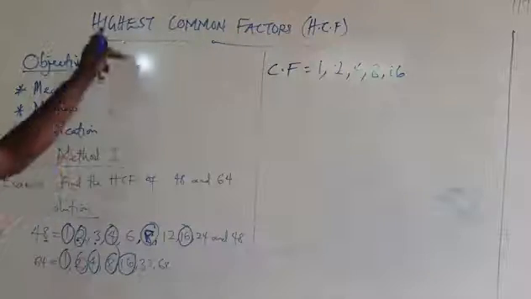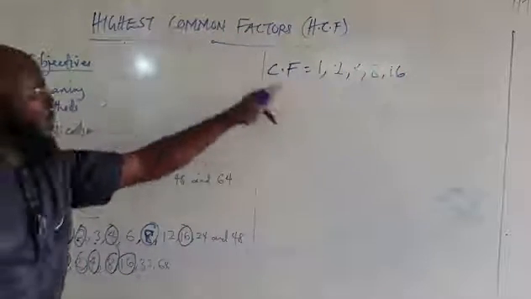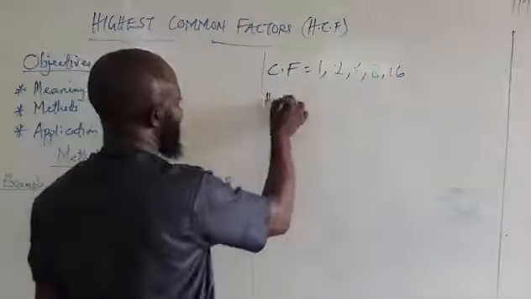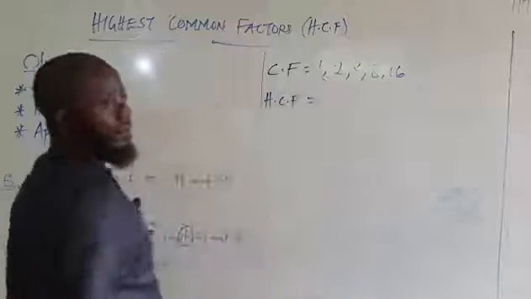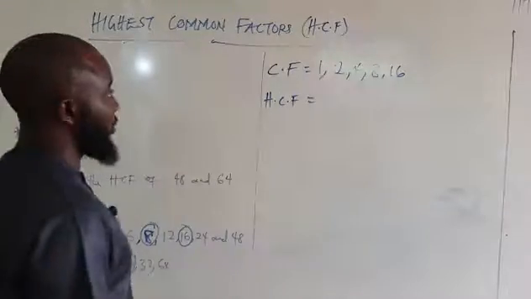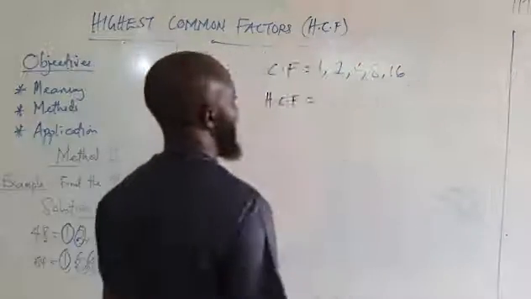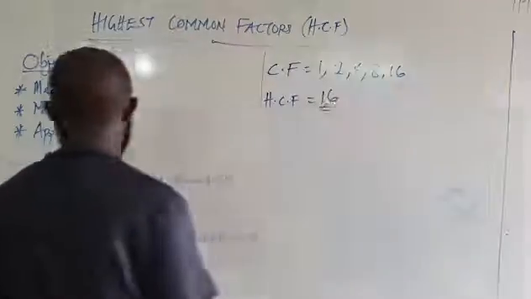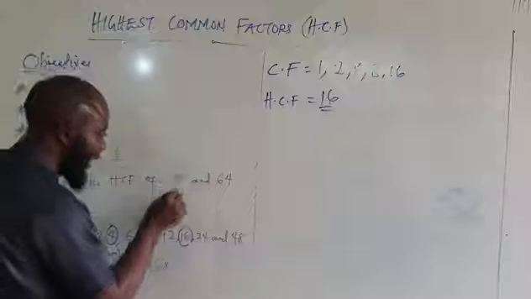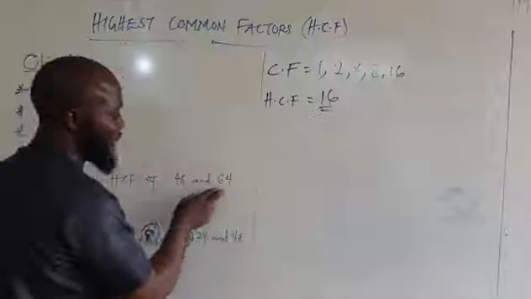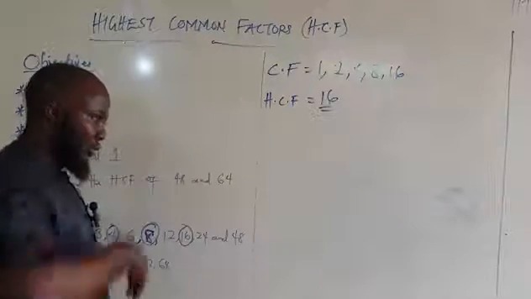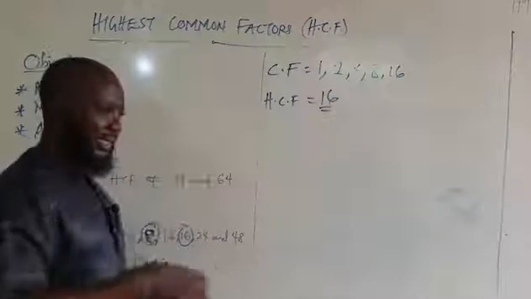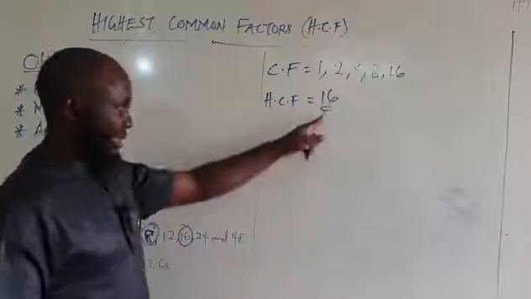So the next is that, out of the common factors, which one is the highest? So that will lead us to HCF. That is what? HCF. So which one is the highest common factor there? That is 16. So that means that 16 can divide 48 and can also divide 64. So if they ask you what is the highest common factor of 48 and 64, that is 16.